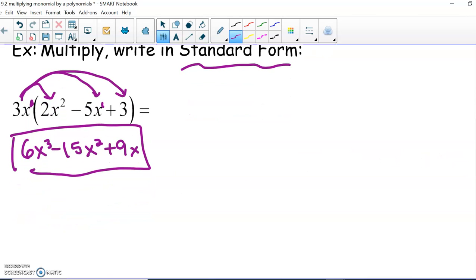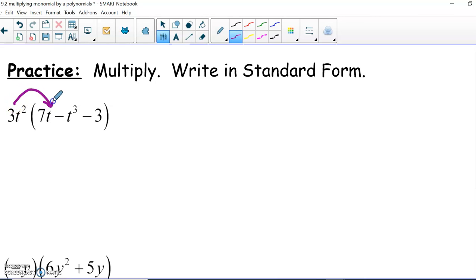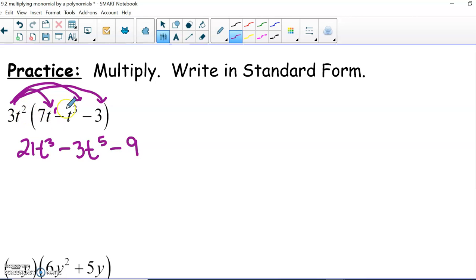Okay, let's practice a couple. Again, we're going to distribute, and then when we're done, we're going to make sure it's in standard form. So 3t squared times 7t, so 3 times 7 is 21. T to the second times t to the first gives us t to the third. And then 3t squared times a negative t to the third power is going to give us negative 3, and then it's going to be t to the fifth power. And then one last time, 3 times negative 3 is going to give us negative 9, t to the second, and there's no t's there, so it's just t to the second.